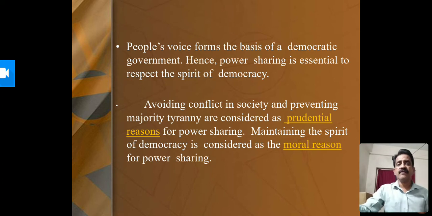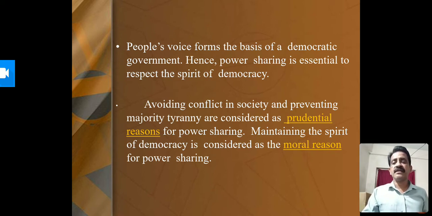People's voice forms the basis of a democratic government. I mean to say that when people are not happy with the governance, they may speak out and try to bring some reforms. They will request the government to bring the reforms. If the reforms are not brought, then the government is pulled down in the next elections. Hence, power sharing is essential to respect the spirit of democracy.